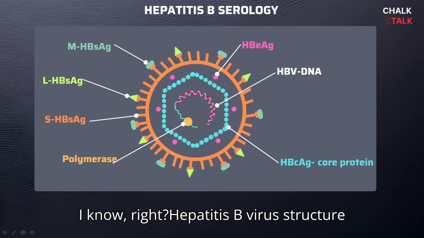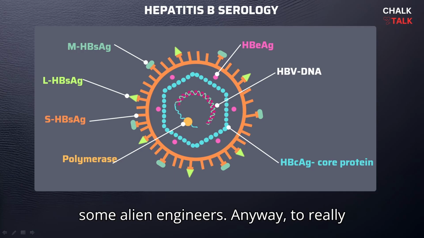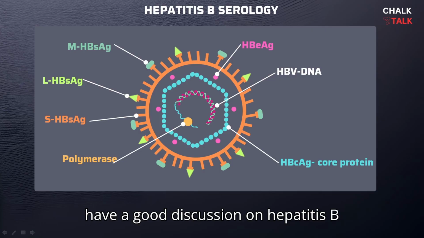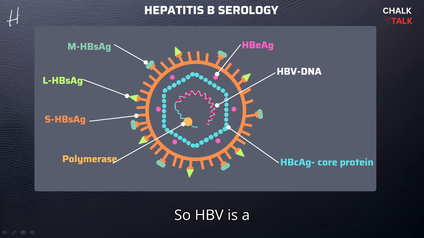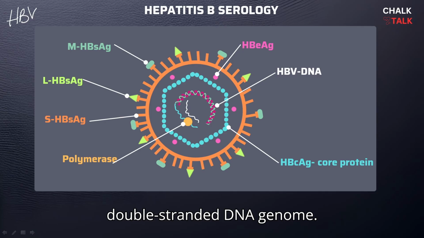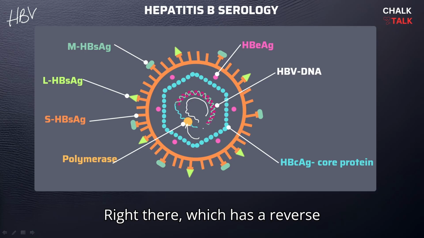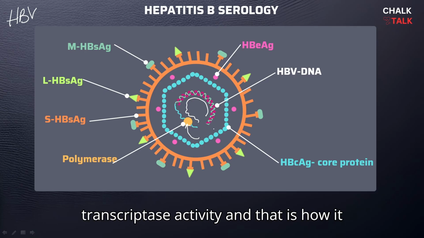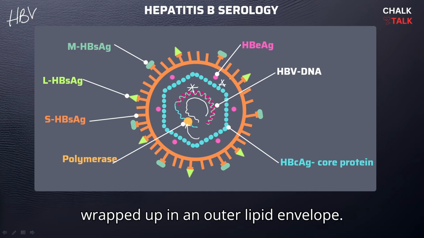I know, right? Hepatitis B virus structure looks amazing, like it was assembled by some alien engineers. Anyway, to really have a good discussion on hepatitis B serology, we definitely need to understand the structure of this virus. So, HBV is a DNA virus which has a partially double stranded DNA genome. It carries its own DNA polymerase right there, which has a reverse transcriptase activity, and that is how it replicates inside host cells.